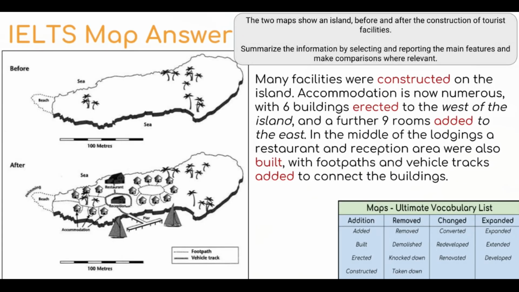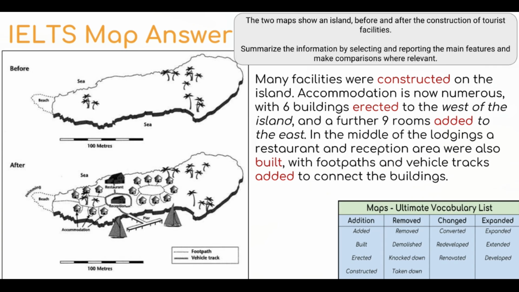So here is my first detailed paragraph, and I've highlighted the vocabulary that I've stolen from my ultimate list. You may notice that I haven't shown you my plan for the map report, and that's because with practice, you don't have to write it down. In my first detailed paragraph, I will talk about all the additions to the island, and my second detailed paragraph focuses on changes made to the coast. Again, it's up to you how you group the information into paragraph 1 and paragraph 2, as long as it makes sense and it helps the examiner to understand your report.